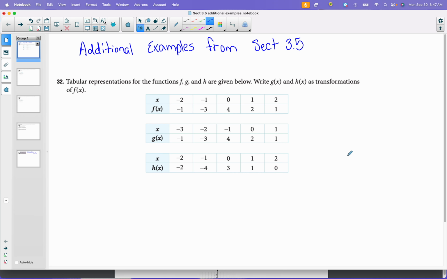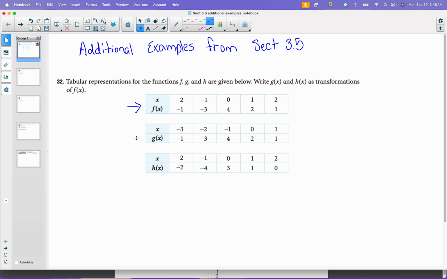All right, so I want to do some additional examples from section 3.5, and these are all from your textbook, and you will be doing some problems similar to this. So on this first one, number 32, they give you tables to represent the functions f of x, g of x, and h of x, and you're asked to write g of x and h of x as transformations of f of x. So we need to kind of compare.